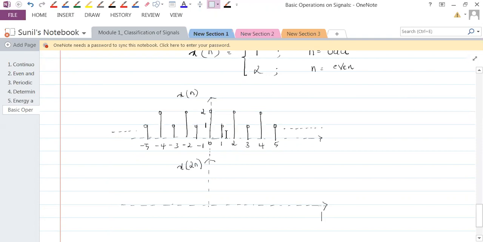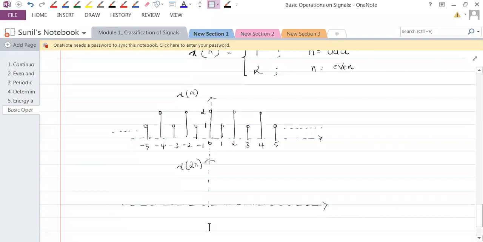Okay, when I'm multiplying n by 2, the sample which is at 2 should come at 1. Is that okay, everybody? Since it has to get compressed, the sample which is there at 2 should come at 1. The sample which is there at -2 should come at -1. In that sense, where do you think the sample at 1 and -1 should go? Can anybody comment on that?